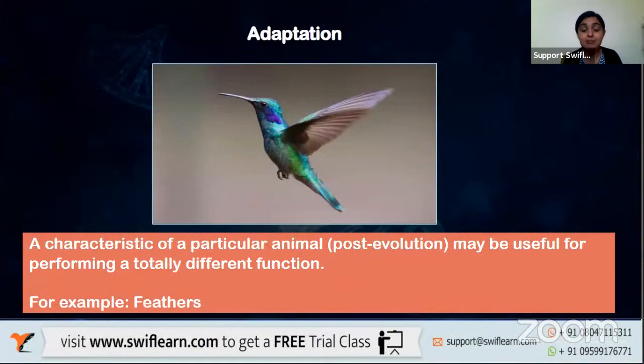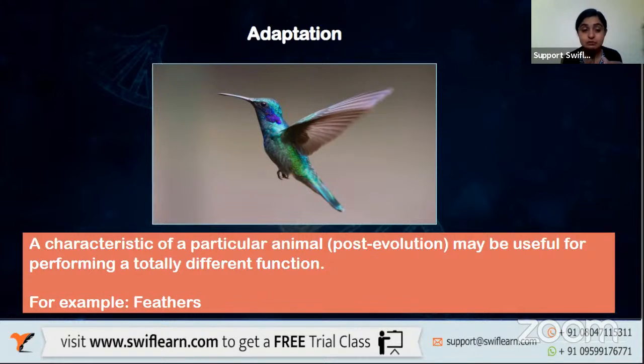Next, we have adaptation. A characteristic of particular animals, post evolution, may be useful for performing a totally different function. For example, feathers. Even nowadays, there are a few animals around us that have wings but cannot fly. Think of those animals that do not have good flight from one place to another like other birds do. If I talk about a peacock, they have feathers, isn't it? But if you think about it, can they fly very high? No, they cannot.